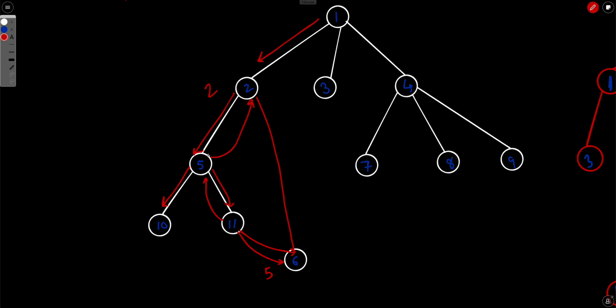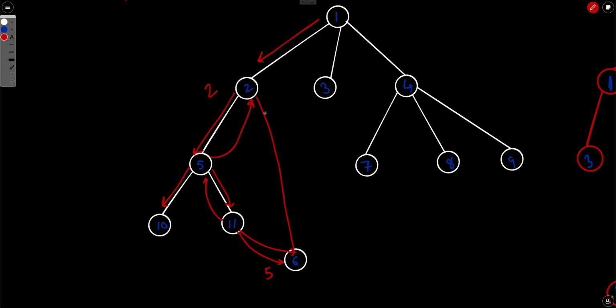Like notice why this entire thing was an issue. This entire thing was an issue because 6 was discovered after 11, but 6 is also a child of 2. And because this is the case, 2 belongs to some group which is higher up in the ladder, and 6 belongs to some group which is lower, right?